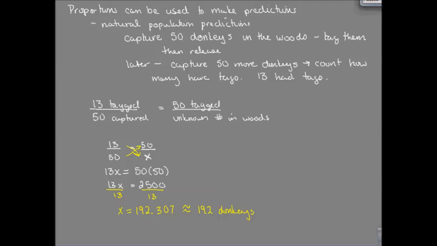So here's what happens. Out of those donkeys that they tagged, they can predict, well, we get 192.307. Well, obviously you don't have 0.3 of a donkey, right? You can't have a third of a donkey floating around out there. No, it doesn't work that way. So they round to the nearest whole number. So they can say there are approximately 192 wild donkeys roaming those woods.